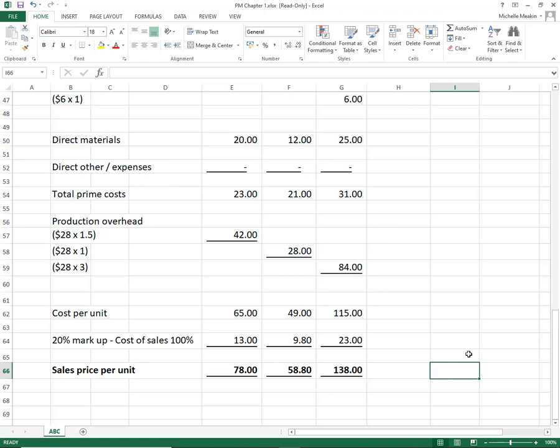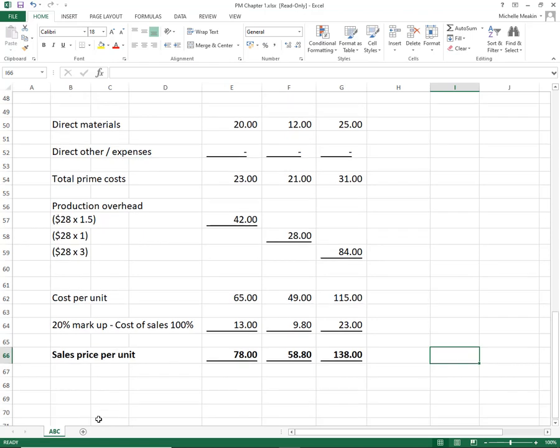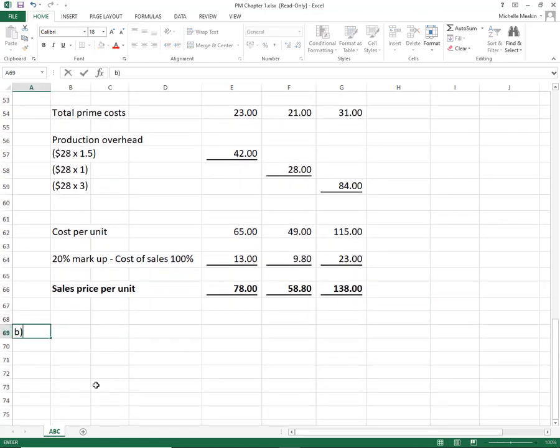However, the question then goes on to tell you, further analysis shows the total of the production overheads can be divided as follows. The following total activity volumes are associated with the product line for the period as a whole. And then you are required, B, calculate the cost per unit for each product using ABC principles. So what we're going to look at is component B now, or activity-based costing, cost per unit.